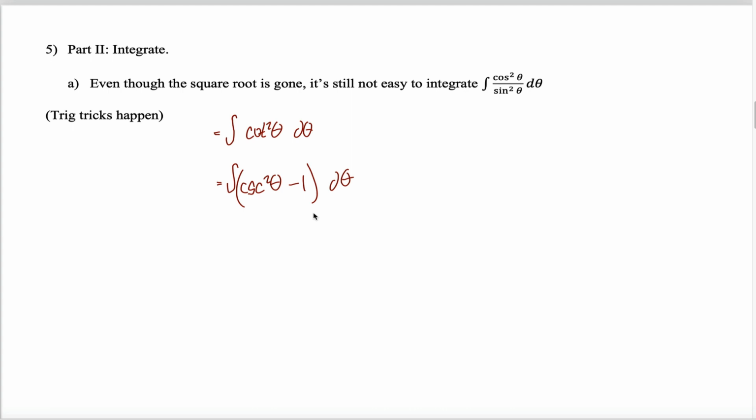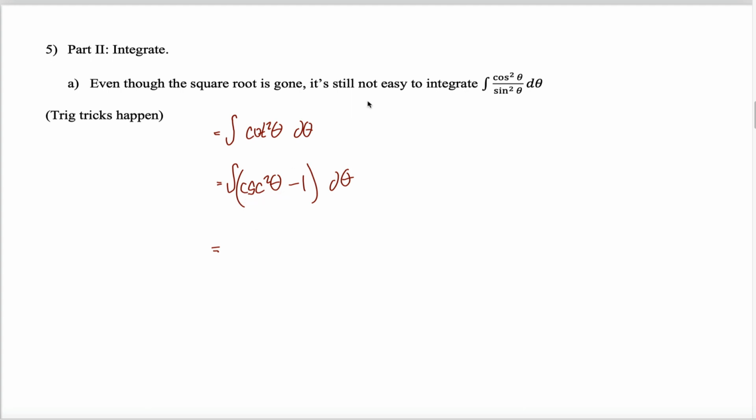Might look like things are getting worse, but they're not, because cosecant squared theta is something that we can deal with. We've got the integral of a sum, which is just the sum of the integrals, meaning we need to figure out the antiderivative of cosecant squared theta, and then we need to figure out the antiderivative of negative 1. And fortunately, those are both things that we can do.